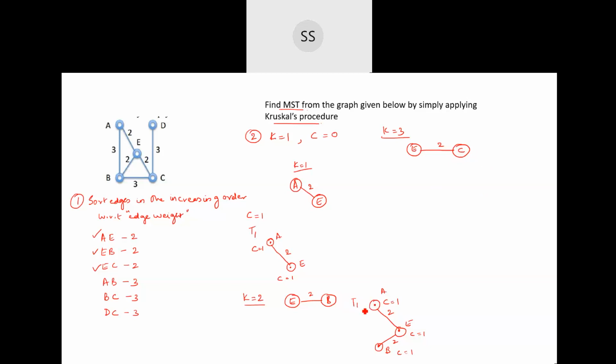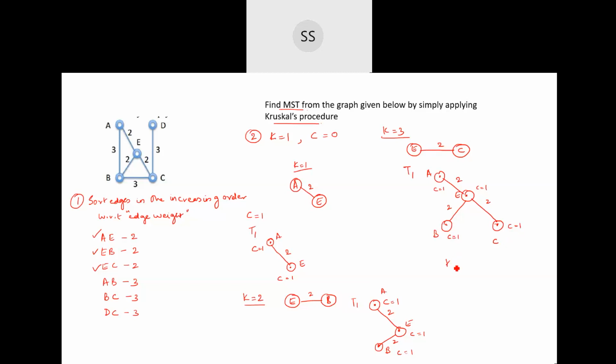I can join it in my T1. So I can modify my tree T1 as A, E, B, then I've got my C. So I've got my A, I've got my E, I've got my B, and I've got my C. So I'll just connect it. I know all these edge values are 2, okay? And the component value of everything is 1 because they belong to the first tree.